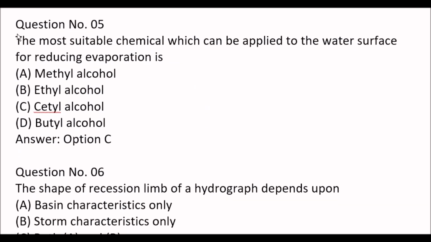The most suitable chemical which can be applied to the water surface for reducing evaporation is option A, methyl alcohol. Option B, ethyl alcohol. Option C, cetyl alcohol. Option D, butyl alcohol. Right answer is option C, cetyl alcohol.